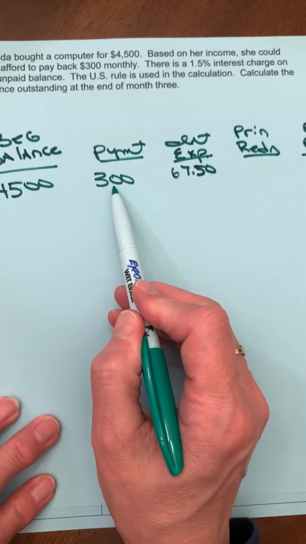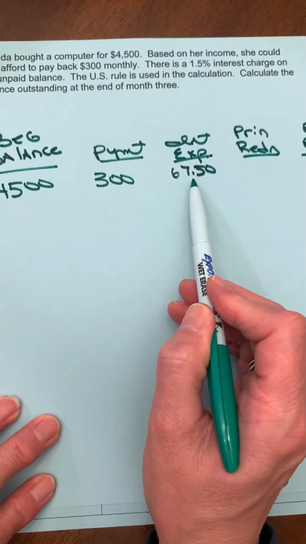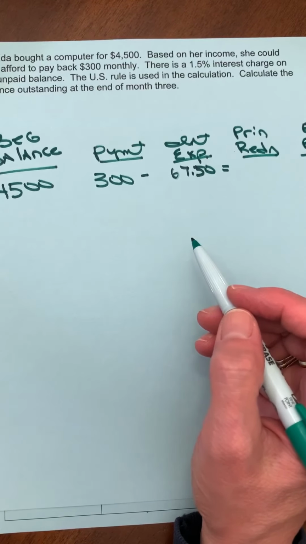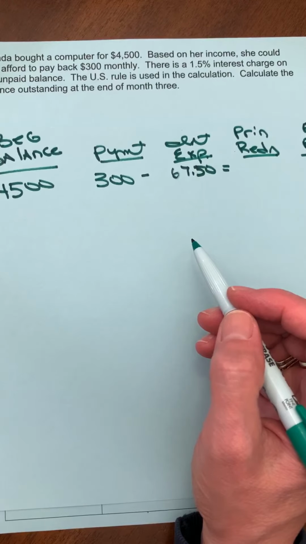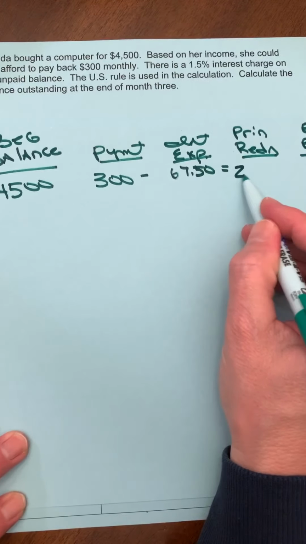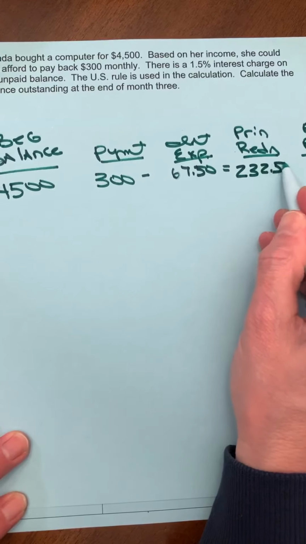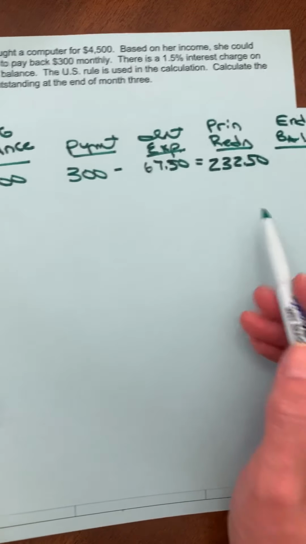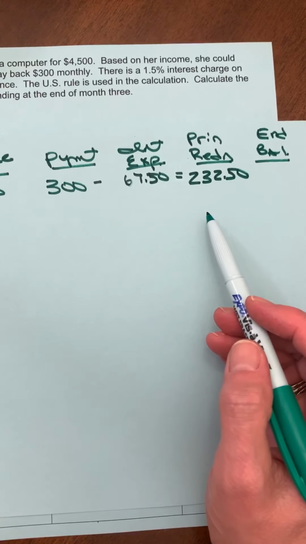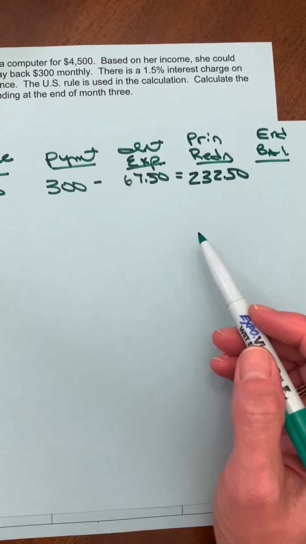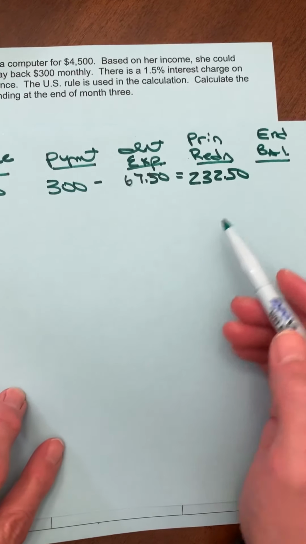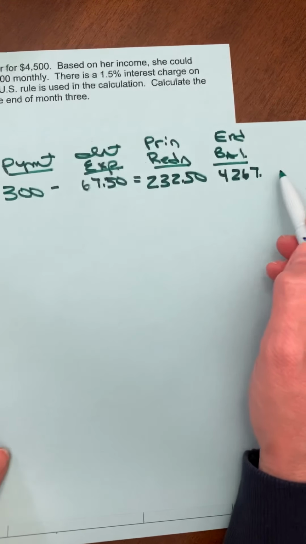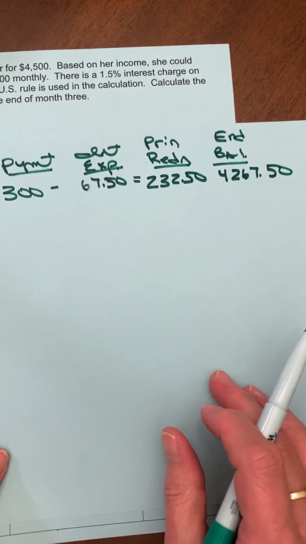So when we make a $300 payment, if $67.50 goes to interest, then how much is left to go towards the principal balance of the loan? $232.50. So if we started the month owing $4,500 and now we're reducing that by $232.50, what's our new balance? It will be $4,267.50 at the end of month one.